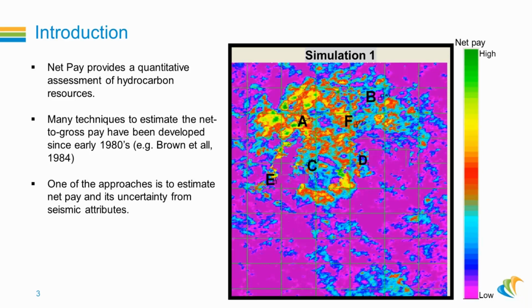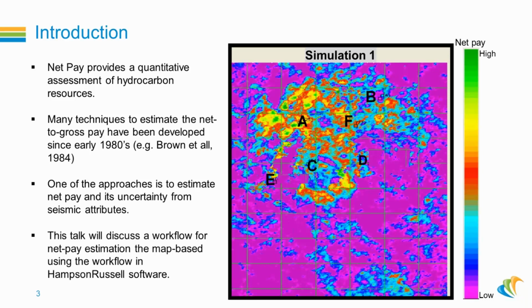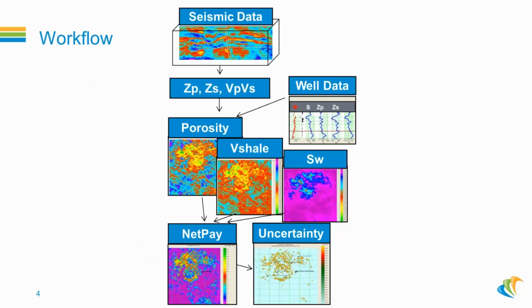I will talk about the approach that uses seismic attributes to estimate net pay and then to do the uncertainty analysis. And we will use this workflow using maps and HampsonRussell software. So the general workflow will be like this. I will start with seismic data, and then I go to the inversion process, and it can be either pre-stack or post-stack inversion. And with inversion, I estimate P impedance, S impedance, VP/VS ratio, density if I can.